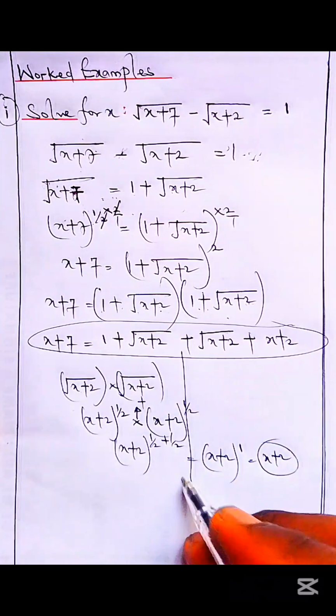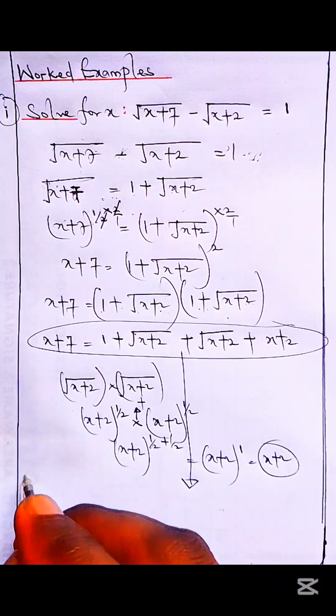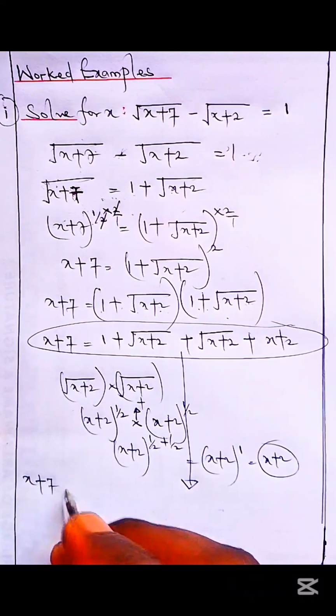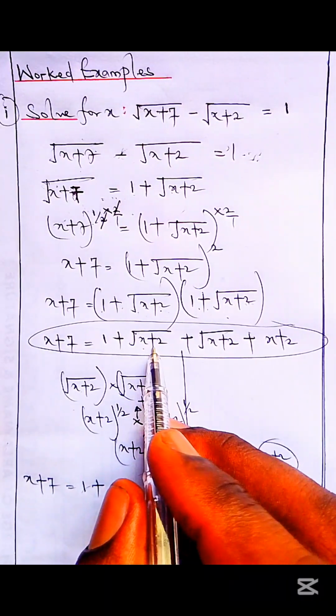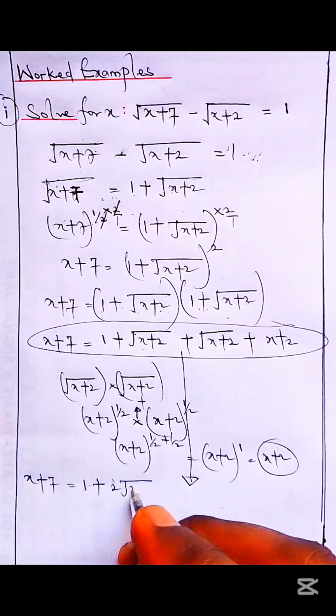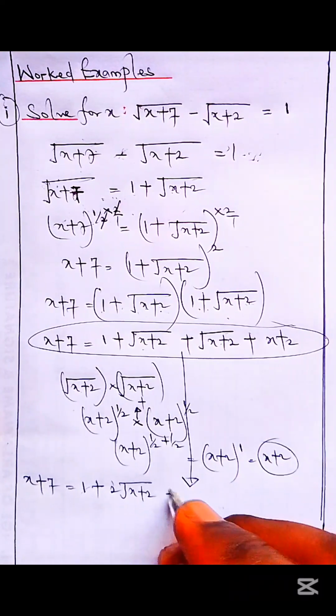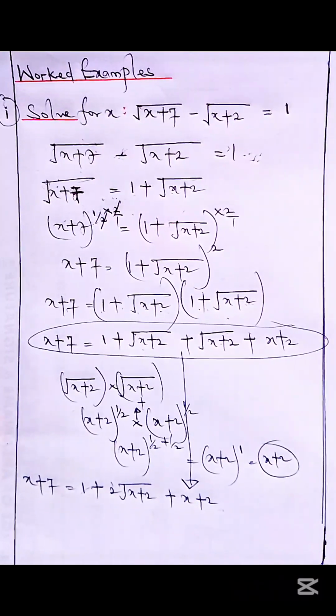We bring them down like this. What do we have here? This x plus 7 equals 1 plus root s plus 2 plus root s plus 2 will give us 2 root s plus 2, then plus x plus 2. What do we do next?